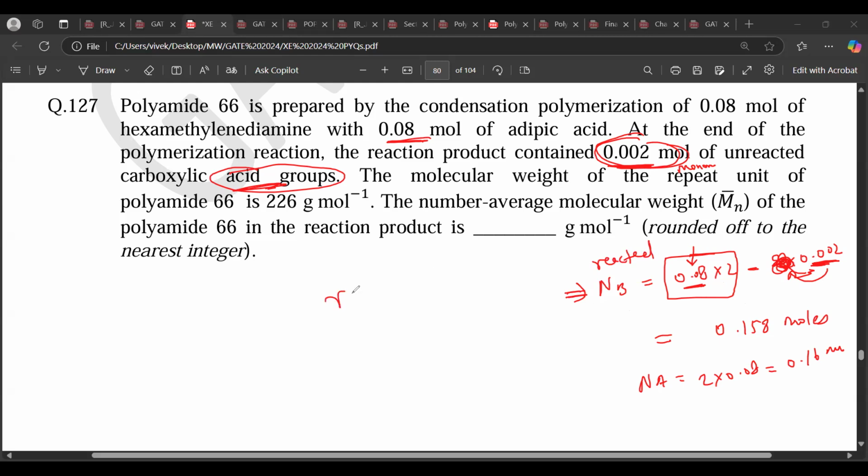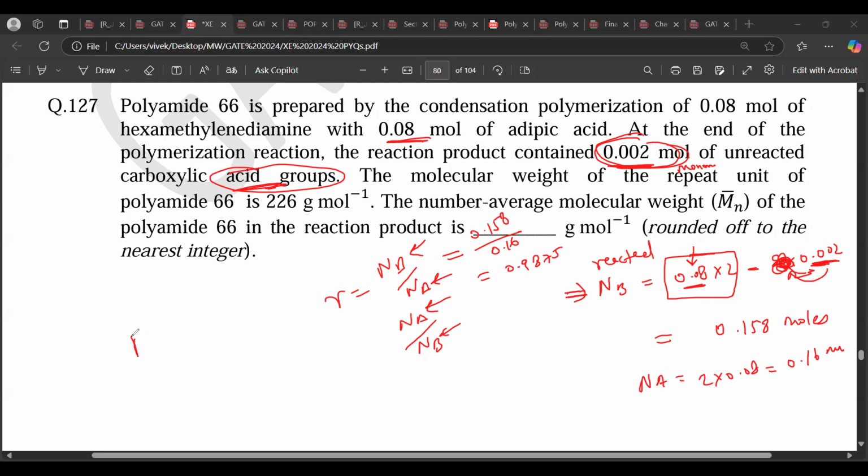In our definition, Nb by Na or Na by Nb, are they reacted or non-reacted? They are always reacted functional groups. Remember, guys, they are always the reacted number of functional groups. So we calculated that. Which one is smaller? Nb is smaller. So we got 0.158 divided by 0.16, and that gives 0.9875. Okay, this is R, and this is Na by Nb.